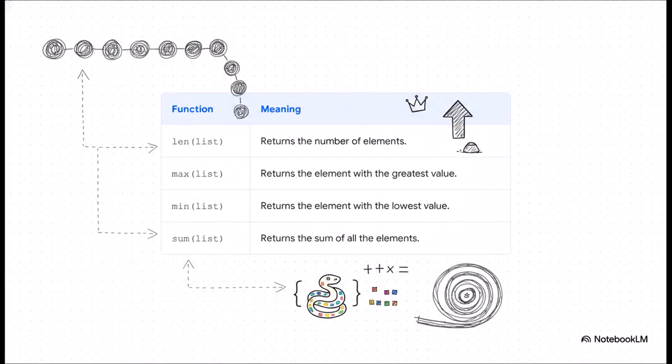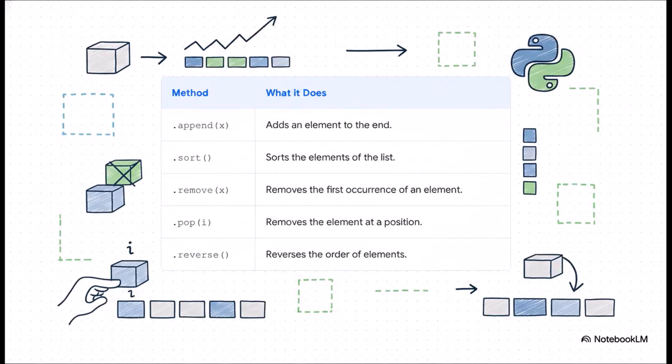On top of all that, Python has some super useful built-in functions that just work. Want to know how many items are in a list? Len. Need the biggest or smallest value? Max and min. Need to add up all the numbers? Sum. These are your quick and easy wins. But it doesn't stop there.